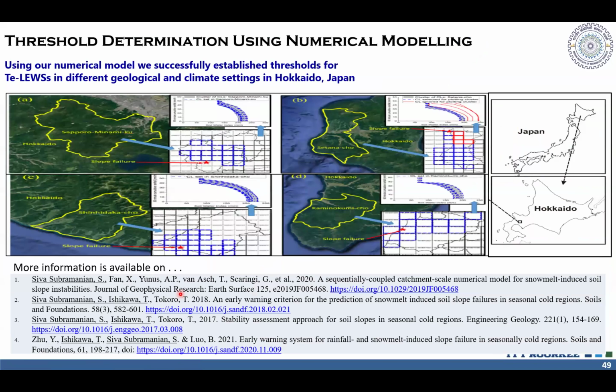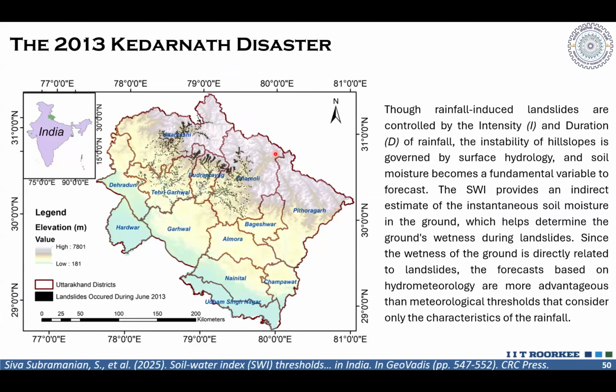During my time as a PhD student and postdoc in Japan, we developed this model to check for improved thresholds based on hydrometeorology, which also include the snow melt. And presently at IIT Roorkee, after I joined here, we are trying to make it adaptable for Himalayan conditions. So here, if we see the 2013 Kedarnath case study, that's the one we are still working on.